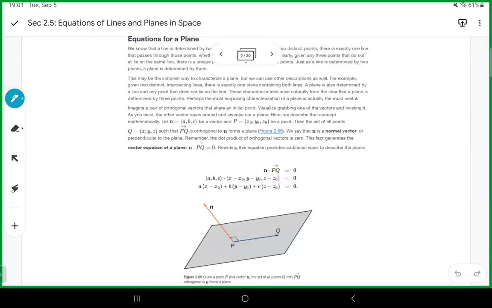All right, so we have a couple slides of notes. Let's see. So equations for a plane. We say that n is a normal vector, or one that is perpendicular to the plane. Remember that the dot product of orthogonal vectors is 0. This fact generates the vector equation of a plane. Rewriting the equation provides additional ways to describe the plane. So this is what you're interested in right here.